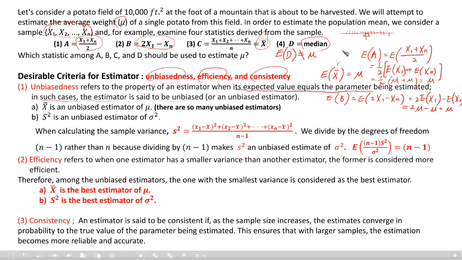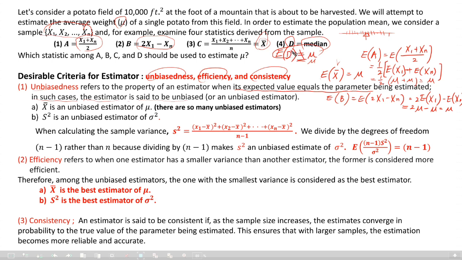The purpose here is what? The population mean mu, right? But the expectation of D is not equal to mu, except if it is symmetric. If it is symmetric, then it equals mu. But if not symmetric, it is not mu. So D, the median, is not an unbiased estimator. That's why we do not use the median any longer. Okay?